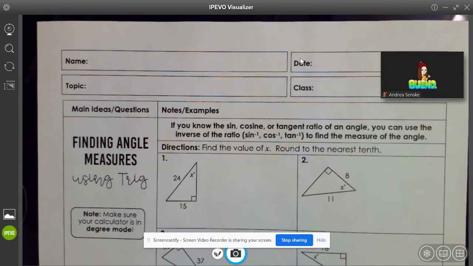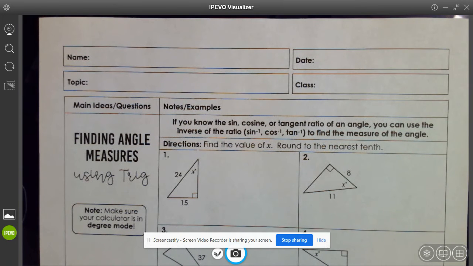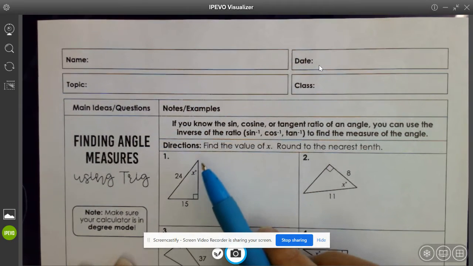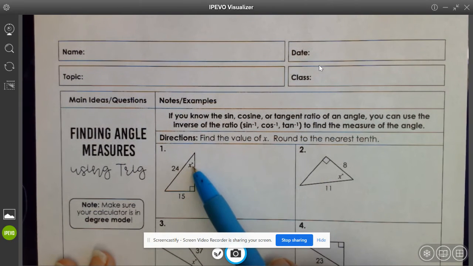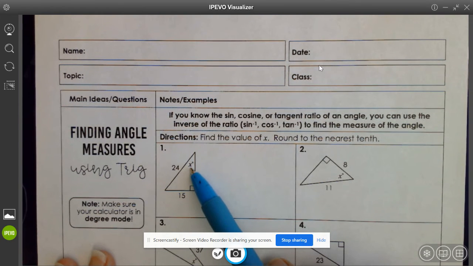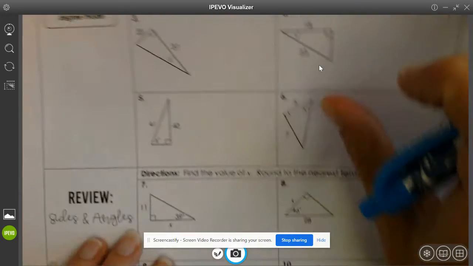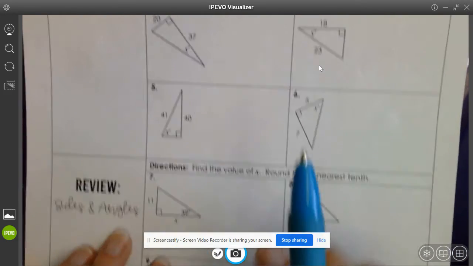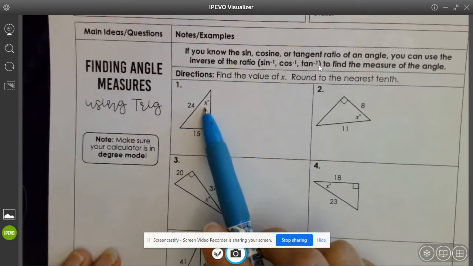All right, students. So this week we are going to learn how to find missing angles. Notice that we are missing the angle here. We used to have it. Now, like in this problem down here, we used to have the angle and just look for the missing side. Well, now we're looking for the angle.